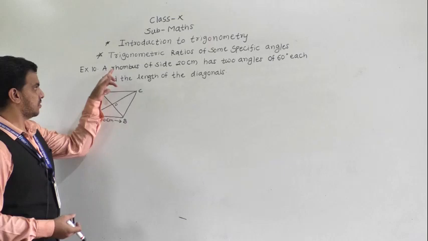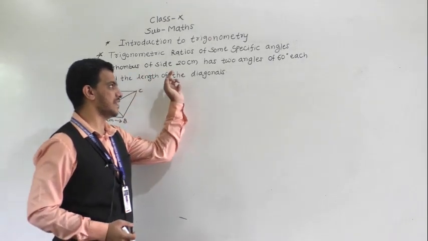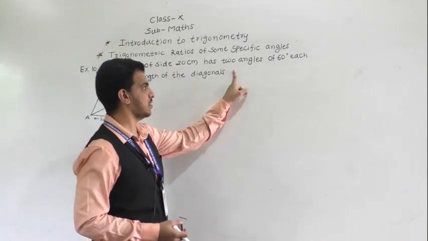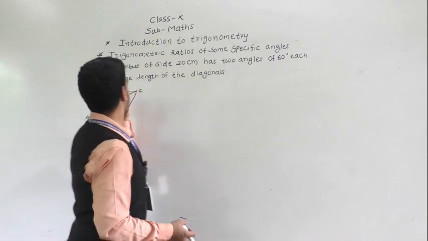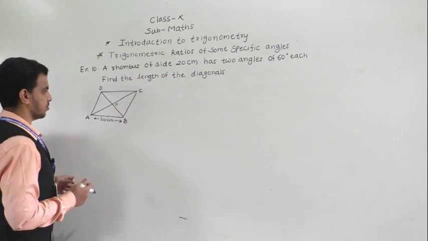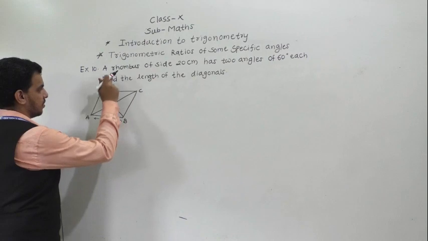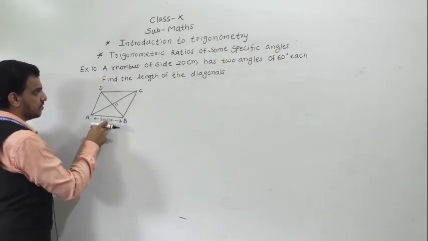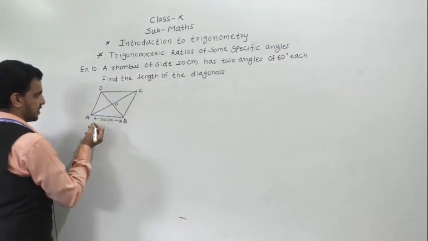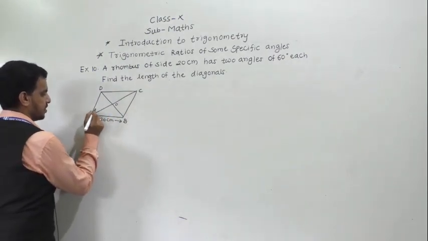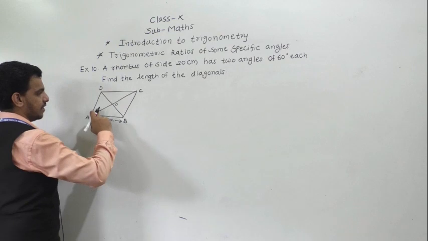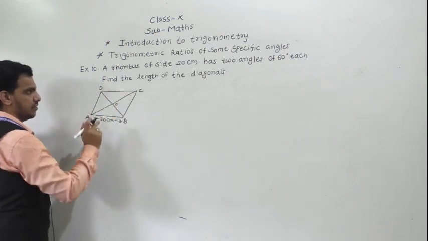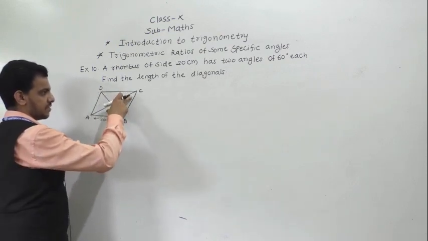The next example is a rhombus of side 20 centimeters that has two angles of 60 degrees each. Find the length of the diagonals. So here, what is given? ABCD is a rhombus of side 20 centimeters with two angles of 60 degrees. Two angles means opposite angles are given, angle A and angle C, or angle B and angle D. So any two angles are 60 degrees.